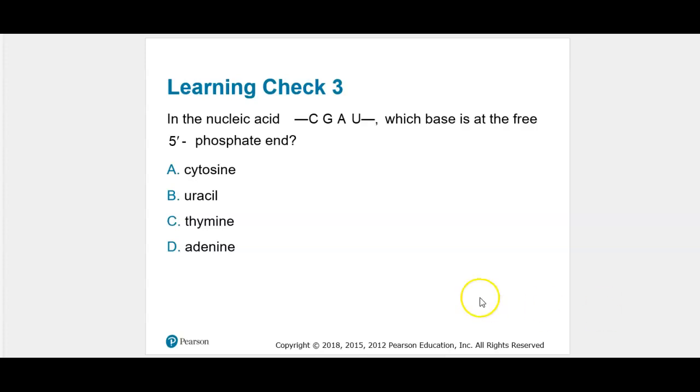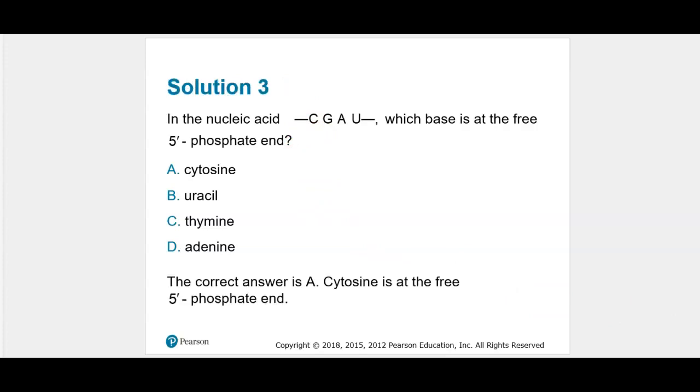So, which base is at the free end? We go left to right, 5' to 3'. So, left to right is from C through this, so it's going to be cytosine. So the answer should be A. And the answer that they give here is A. Cytosine is at the free 5' phosphate end.